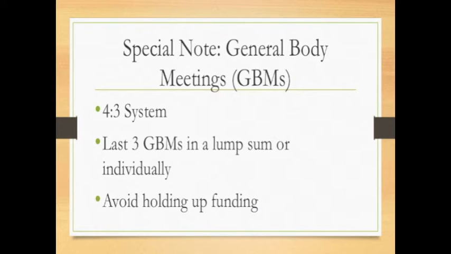ASBC operates on a 4-3 system when allocating funds for general body meetings. You may request funds for 4 meetings at once or individually, and once you use those funds, you may submit another request for up to 3 more meetings for the semester. It is important to know that these 3 meetings are not guaranteed. ASBC does this in order to assure equal distribution of the allocated GBM money. You do not need to present your GBM request to ASBC.